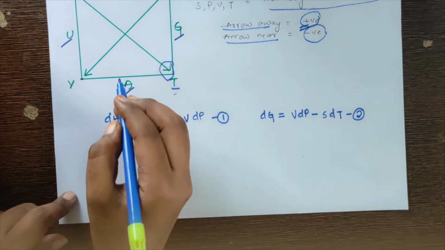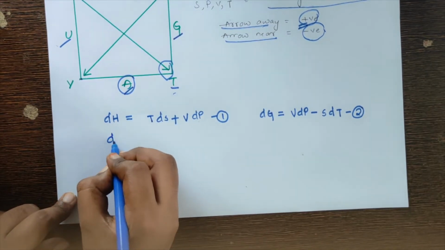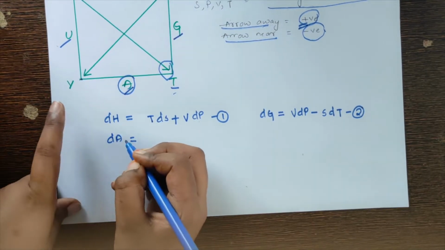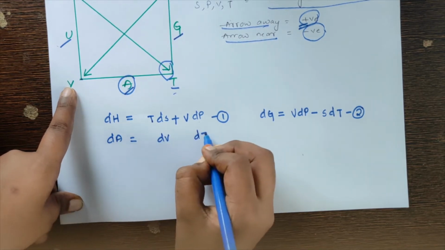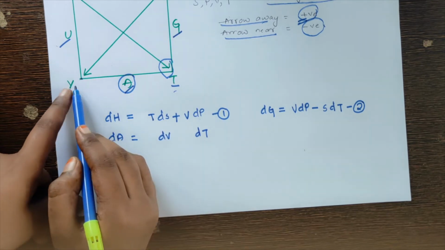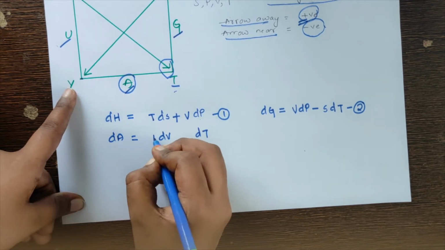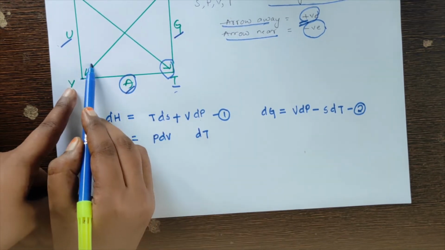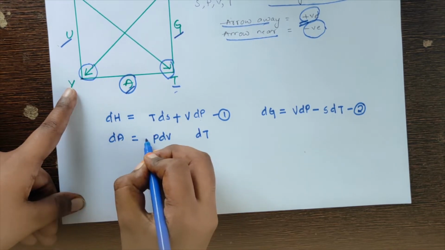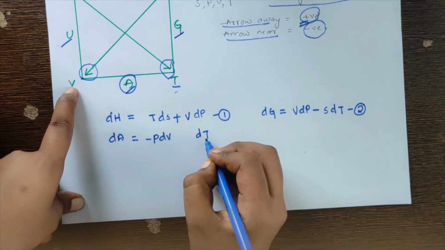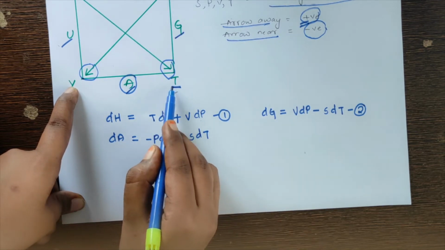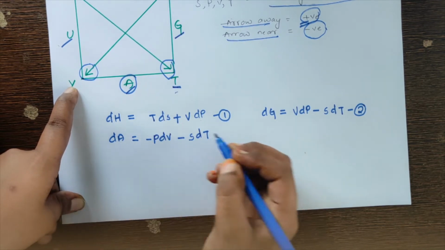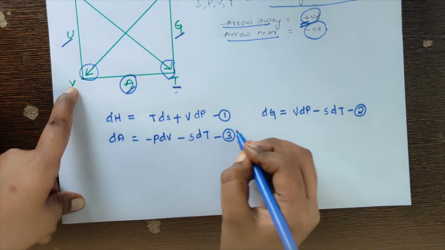And the third relation is for A. dA will be equal to, it is in between V and T. So write dV, write dT. Here the arrow is coming from P. So we'll write P, and the arrow is near to the V. So we'll be writing with negative charge. And in dT, the arrow is coming from S. So the arrow is coming near to T. So again the negative charge. This will be our third equation.